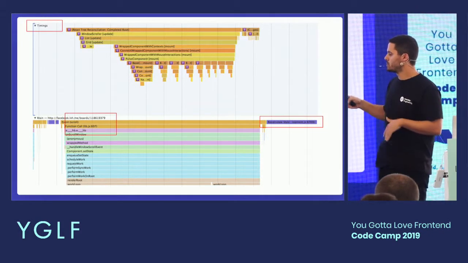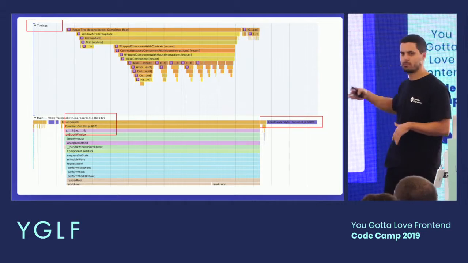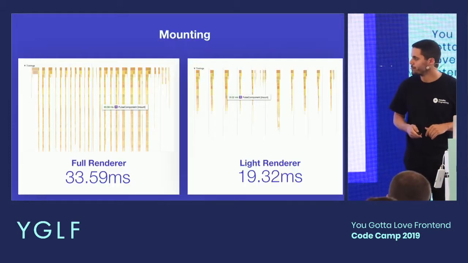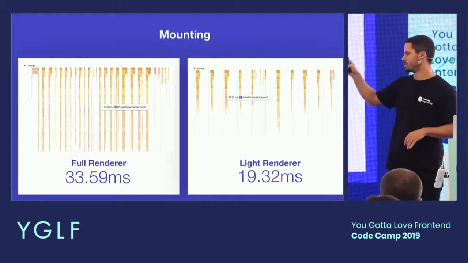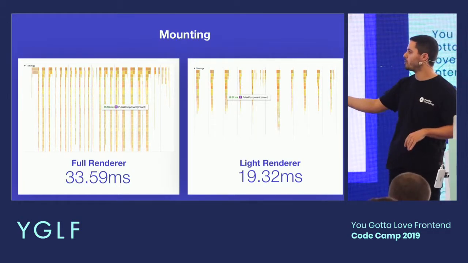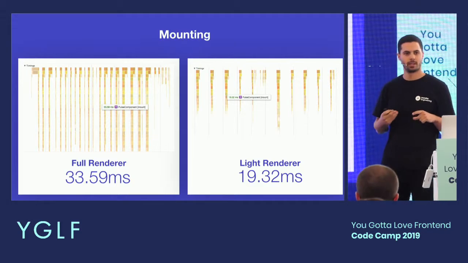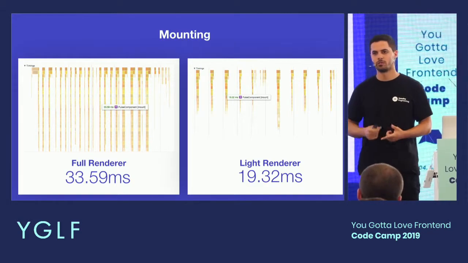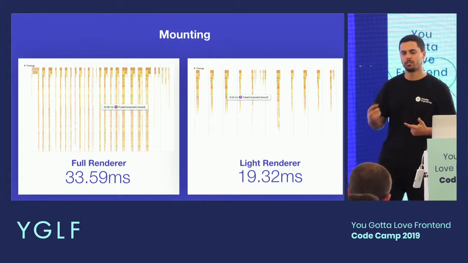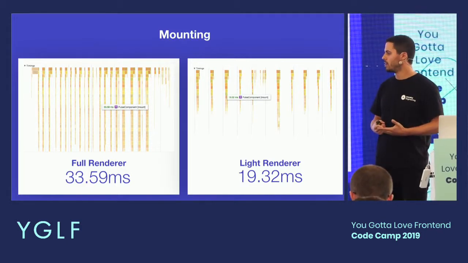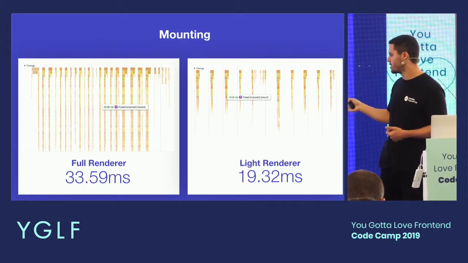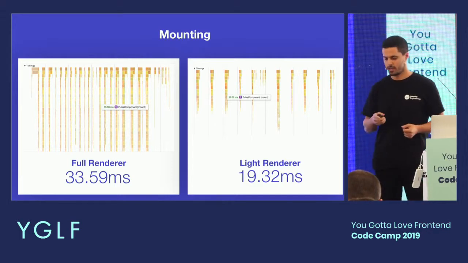The areas we want to focus on are the scripting and what happened with the recalculate styles. This is again the React render sequence, and you can see that with the full render, each component took us 33 milliseconds to render, okay? We had more DOM nodes, more event listeners, maybe more actions that happened on the render, and it was very heavy. But with the light render, it took us only 19 milliseconds to render.